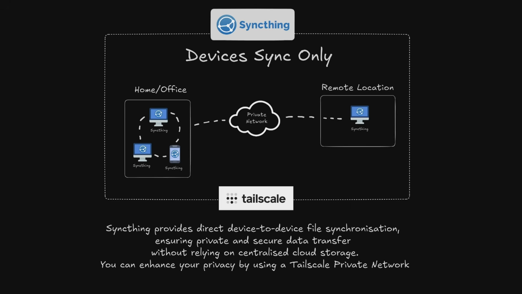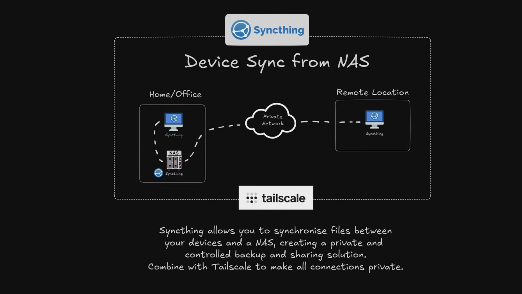You can enhance your privacy by using a Tailscale private network. Syncthing allows you to synchronize files between your devices and a network-attached storage. This creates a private and controlled backup and sharing solution. Combine this with Tailscale to make all connections private.